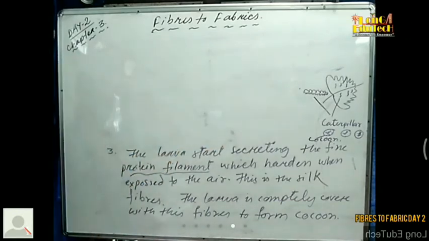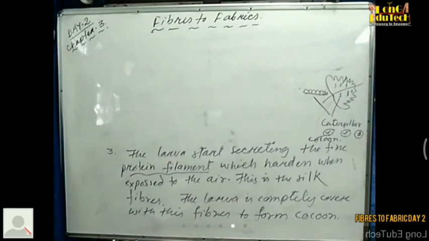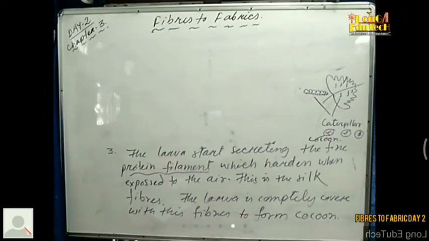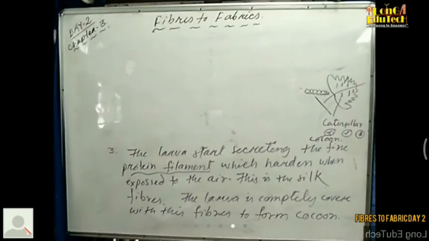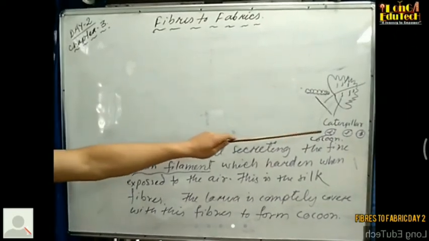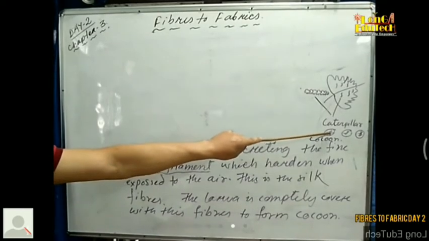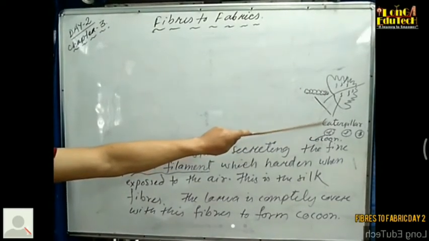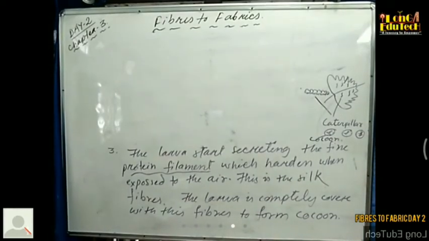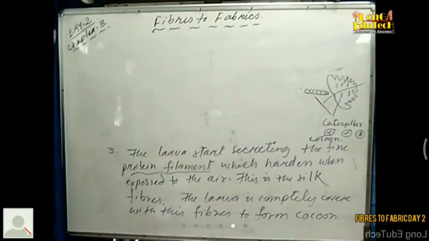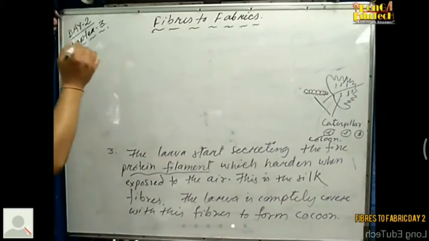So this is the third stage, and the fourth stage comes with a pupa. At that time it is called the pupa stage. The pupa is inside the cocoon, and it will undergo many changes. After a few weeks, the adult moth comes out from the cocoon.